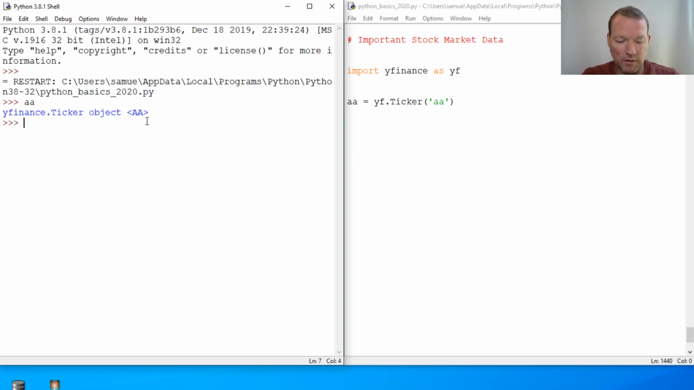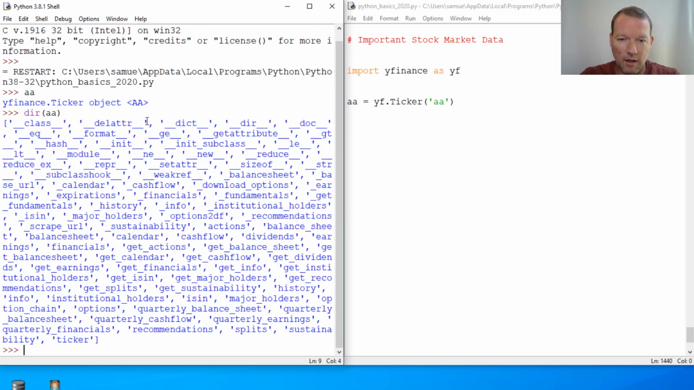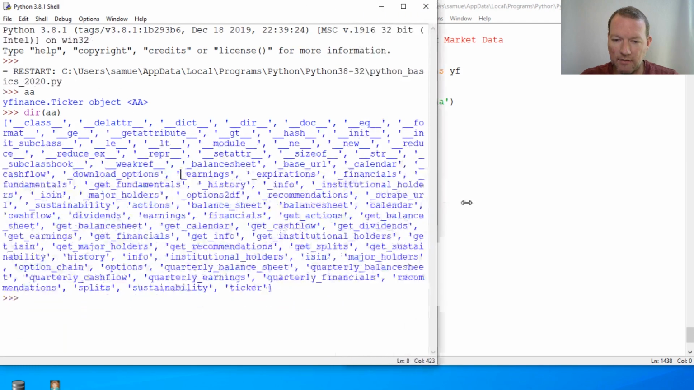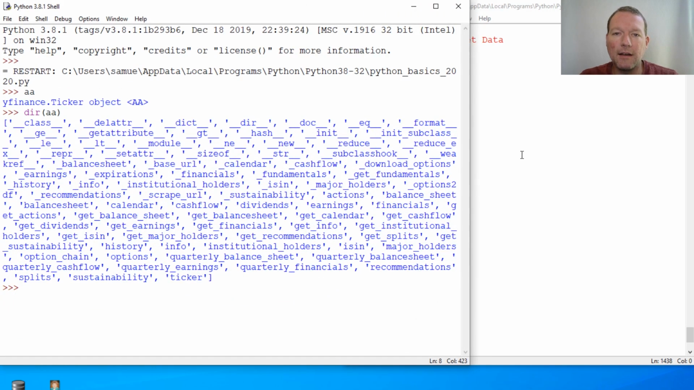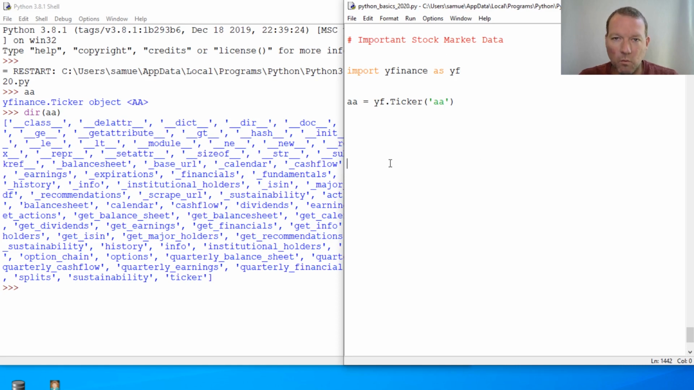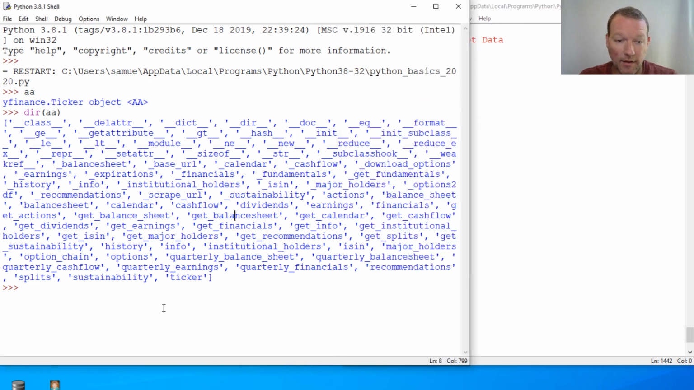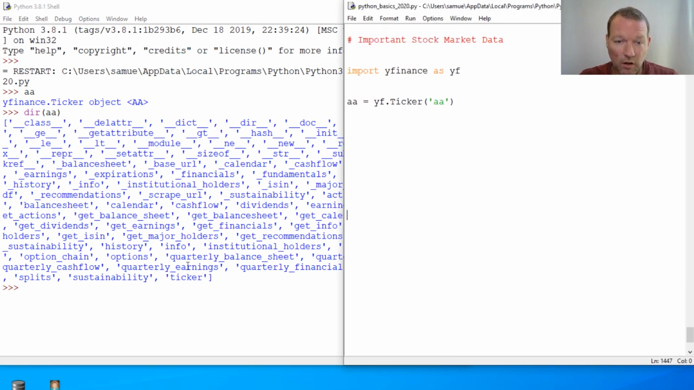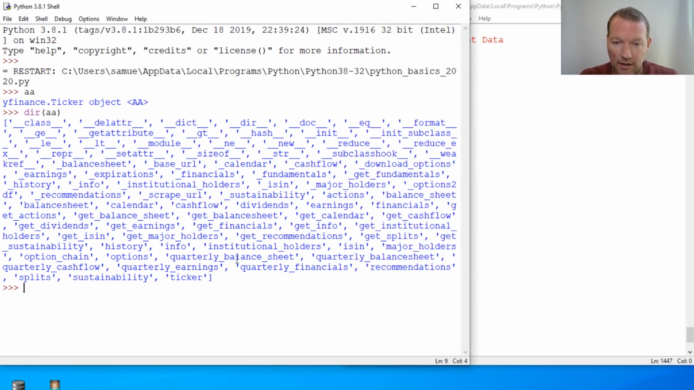So all right, we bring this in. Let's run dir on AA, which is our ticker symbol for Alcoa, and it's just towards the beginning of the alphabet, nothing like that. I want you to really understand what the really basic, important stock market data looks like. And with this awesome package, there is a ton of info. So let's just run and look at dir on aa.info.